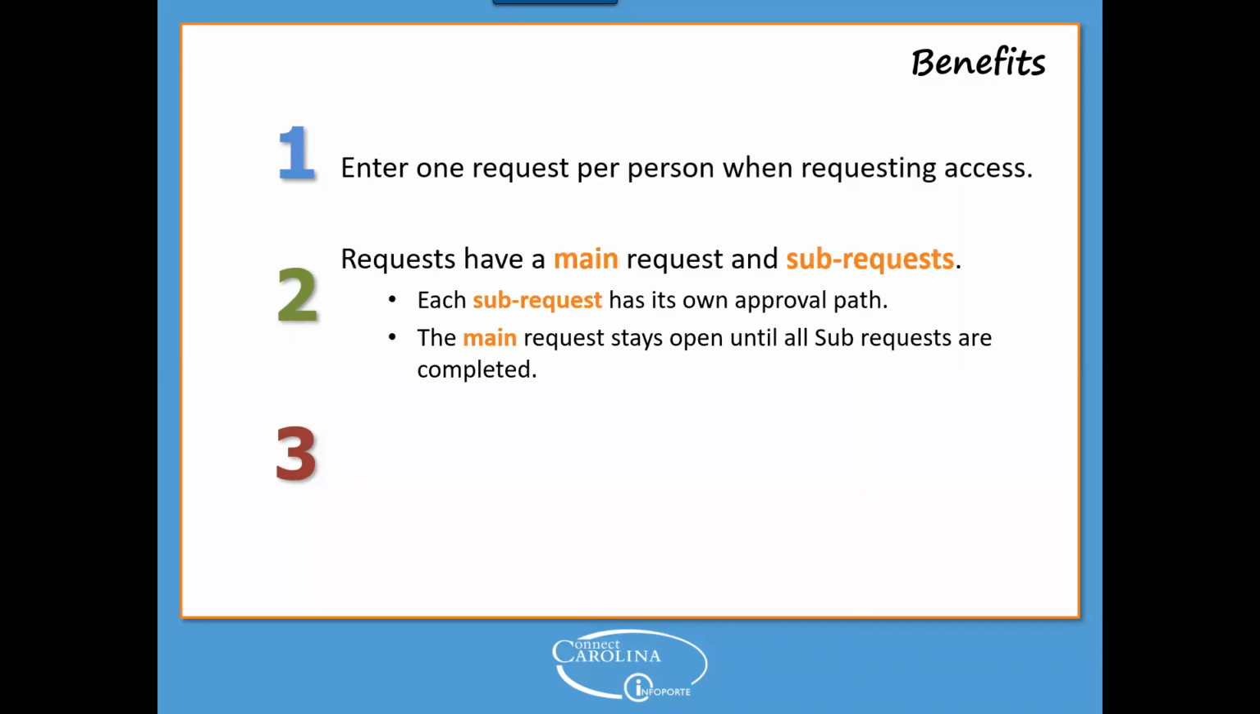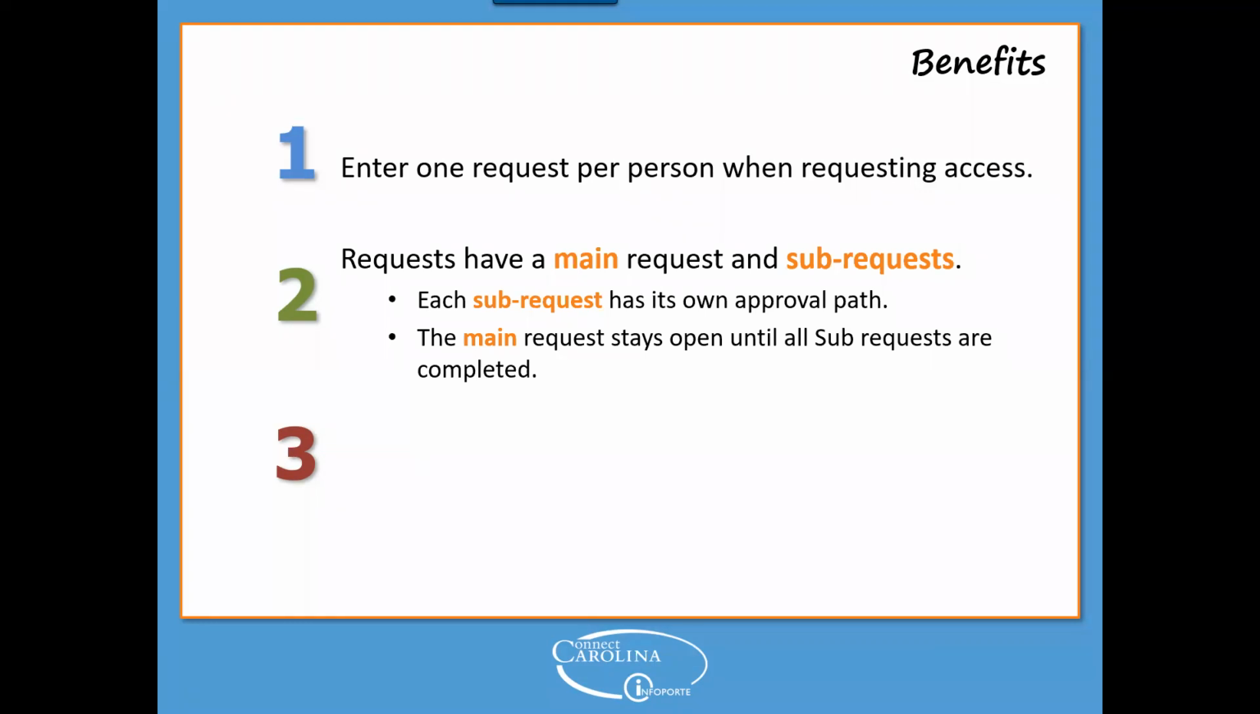The second one is that the request will have a main request and sub requests that follow it. Each sub request has its own approval path, and the main request stays open as a placeholder basically until all of the sub requests are completed, and then it closes automatically. So you don't have to go back in there and do anything. When all of those sub requests are finished, the system closes it.